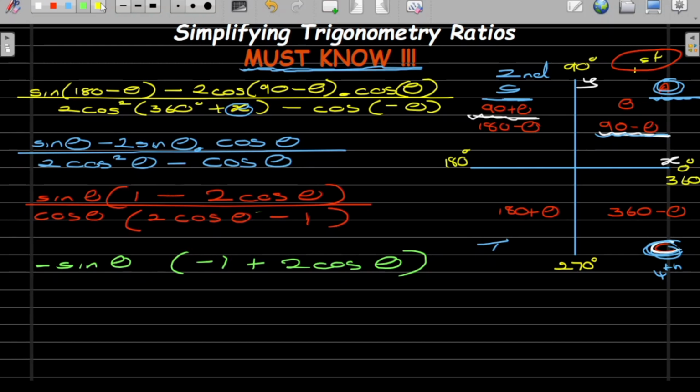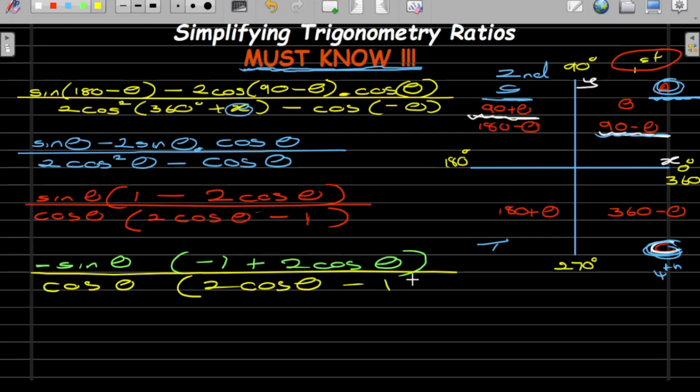Now we're going to divide it, and you can see that now it looks like the bottom part, right? So now we have cos theta, and in here we have 2 cos theta minus 1, and you can see that the top looks like the bottom. You have positive cos theta on the top, and also positive cos theta on the bottom, and this minus 1 and that one, they cancel, so the entire bracket cancels, and now you have minus sine theta over cos theta. And guys, you know that this will be equal to minus tan theta.